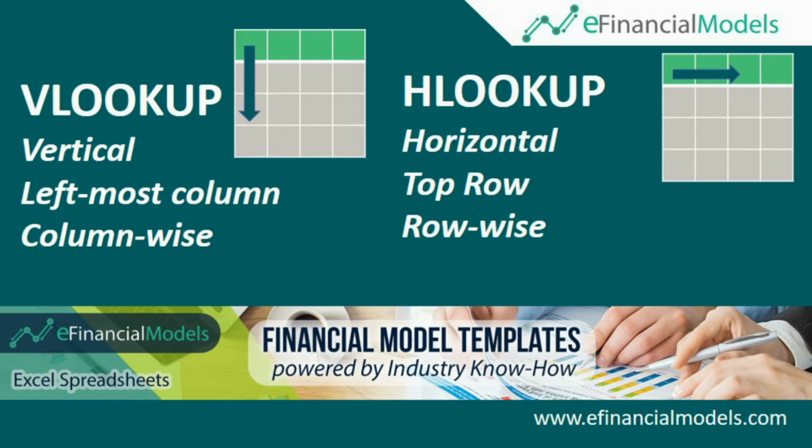The VLOOKUP and HLOOKUP functions are found under the Lookup and Reference function in Excel. The VLOOKUP function searches vertically from the leftmost column of a table. The VLOOKUP function searches column-wise. The HLOOKUP function searches horizontally from the top row of a table. It searches row-wise.